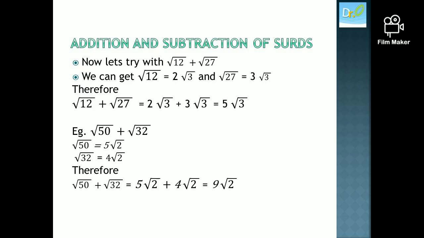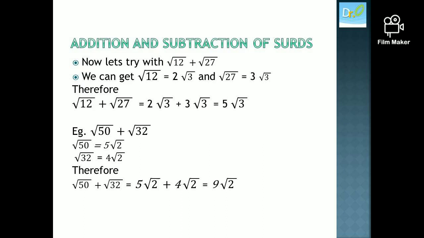Now children, let's go back to the section where I got stuck in our previous slides. How to simplify root 12 plus root 27? Simply simplify root 12. You can say root 12 is 2 into 2 into 3. 2 into 2 is a couple. If you take it out, that is 2 root 3.